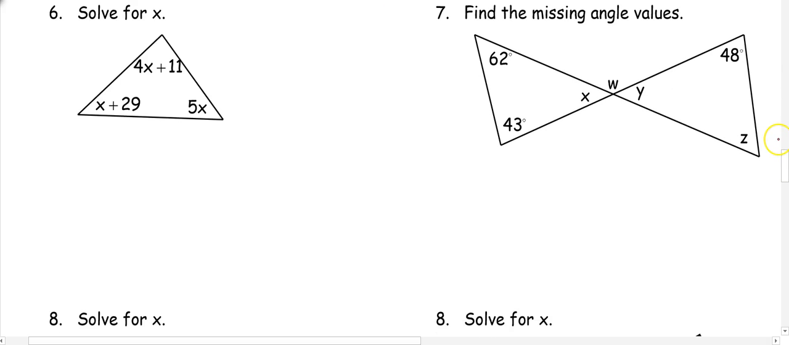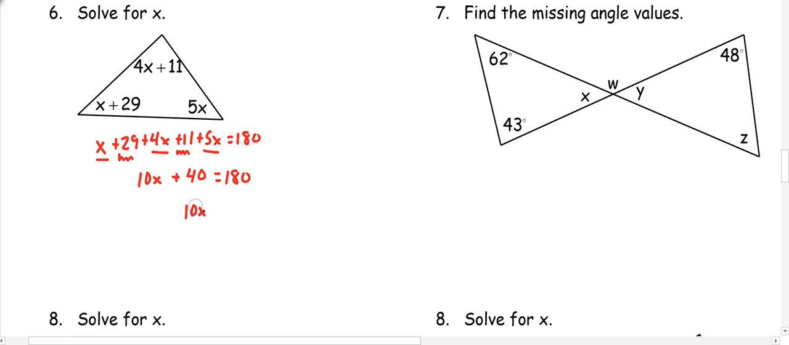So in number 6, we're going to add all of our angles together and set it equal to 180 degrees. When I combine like terms, I have x plus 4x plus 5x gets us 10x, and I have 29 plus 11, which gets us 40, equals 180. So we're going to subtract 40 from both sides and then divide by 10. And x is 14. In number 7, we actually have two triangles.